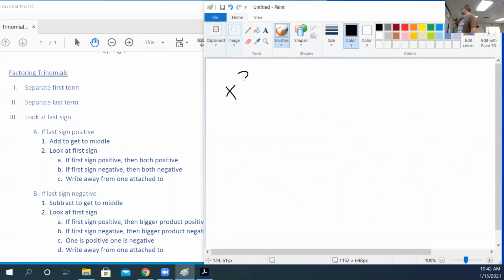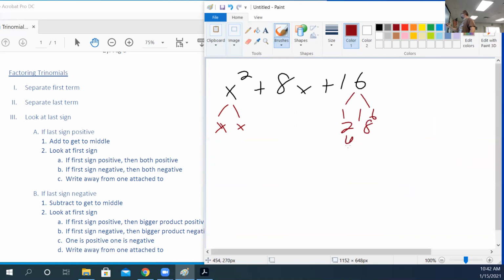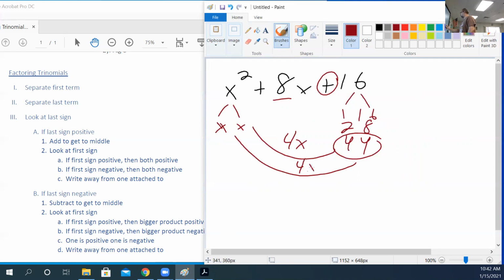Okay. x squared plus 8x plus 16. All right. So we started with 3 terms already, so we're good to go. Step 1, separate the first term. Step 2, separate the last term. 1 and 16, 2 and 8, 4 and 4. We see the last sign is positive, so it means we're in group A. So we're going to be adding to get the middle. The middle is an 8. So only 4 plus 4 will give us 8. So 4x, 4x. So x and 4, x and 4.